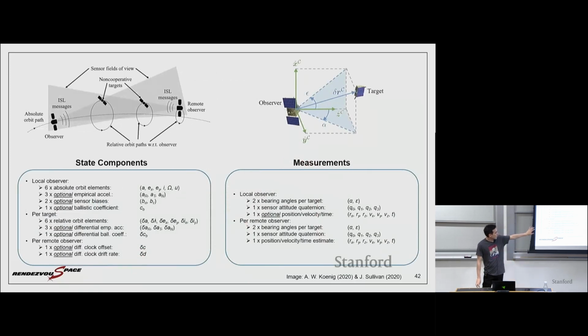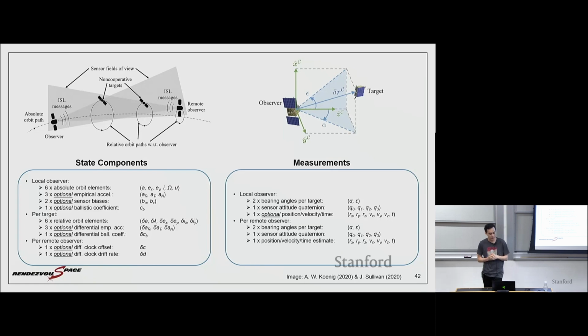This is a summary of the various states and measurements we're applying to Star Fox. This is a repeat of stuff you've seen before, but there are a couple of things to point out. One is that we're not just estimating the orbits of the various targets, we also estimate these optional or auxiliary state components. These are things like empirical accelerations, or the unmodeled perturbations acting on each spacecraft. They can be sensor biases, drag coefficients, or even the clock offsets between different observers in the swarm. The most basic thing to estimate is just the orbit elements.